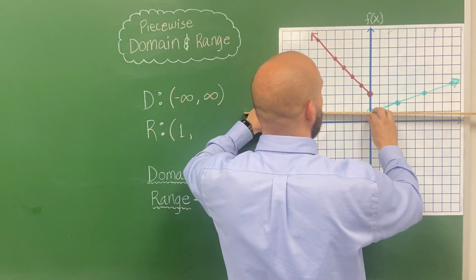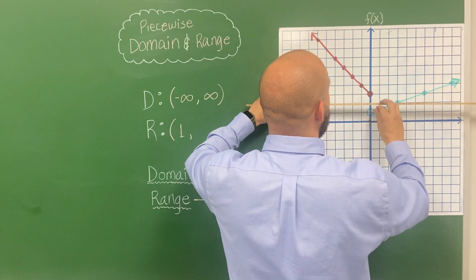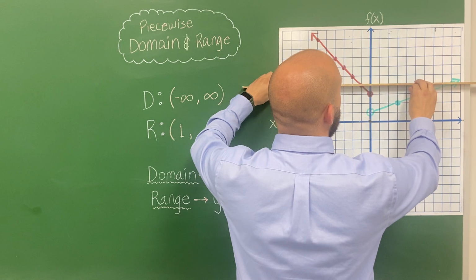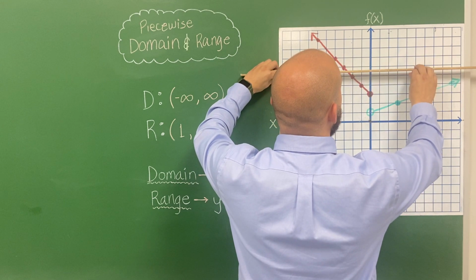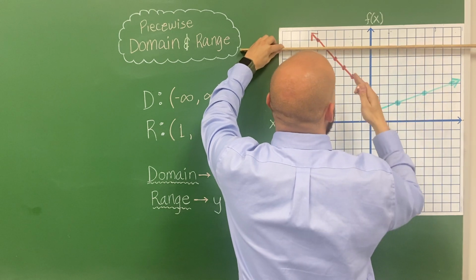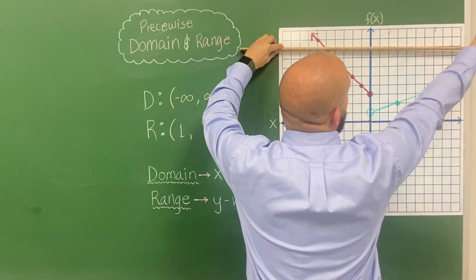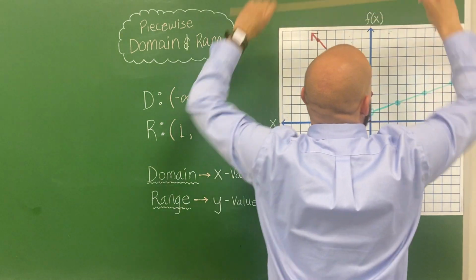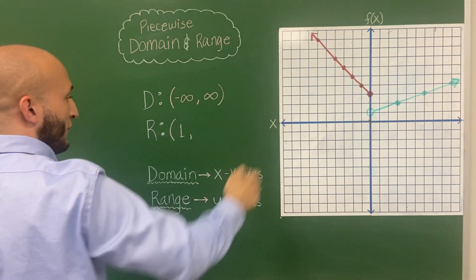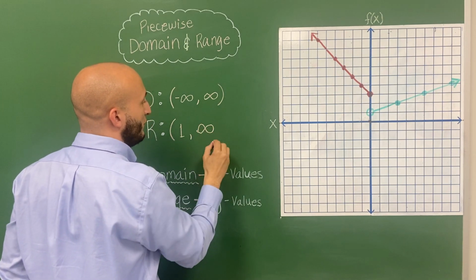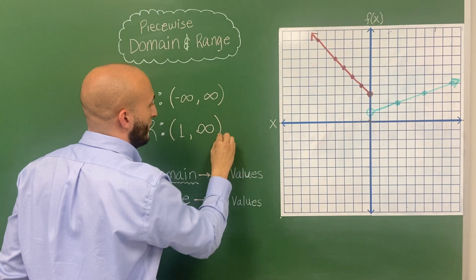If I continue going to greater numbers here, I continue seeing graph here, and both of these graphs are going up forever. So no matter how far up I go, I will run into one of those lines. So I'm gonna write a positive infinity and close it.